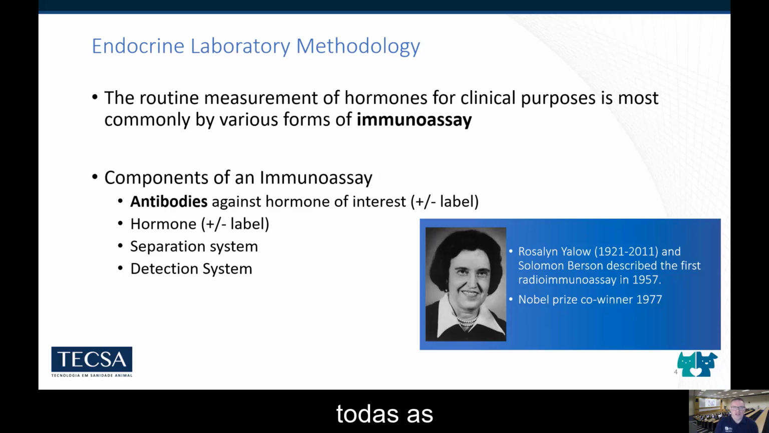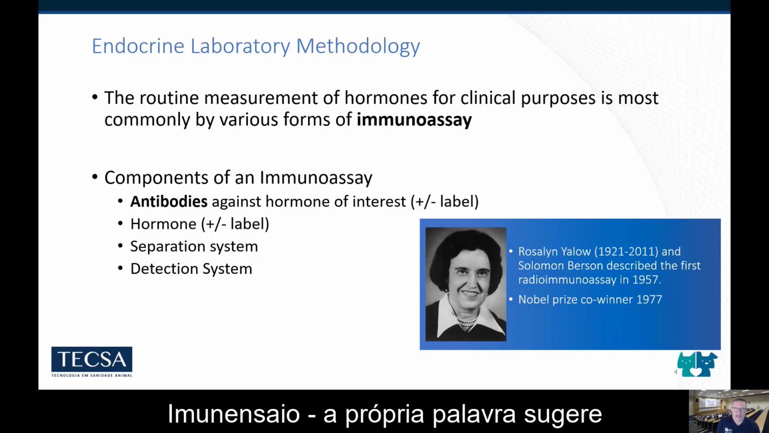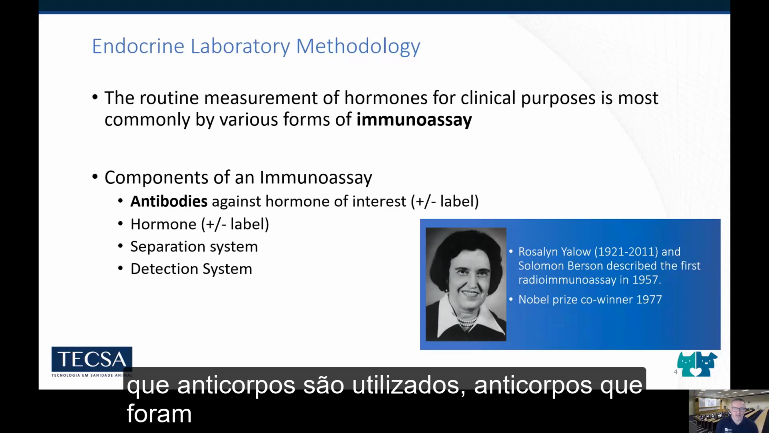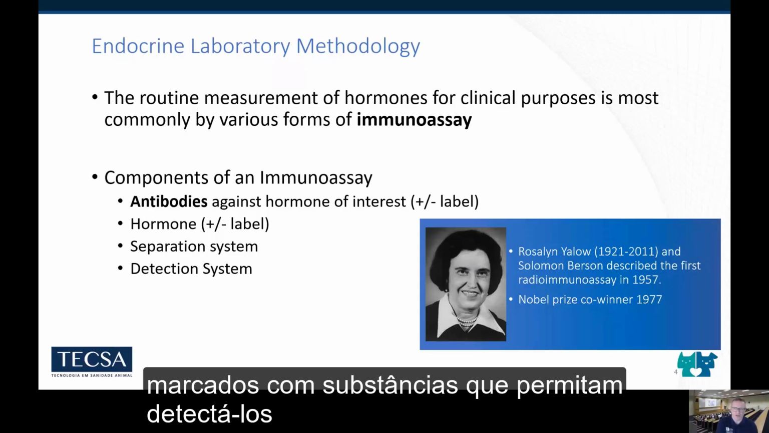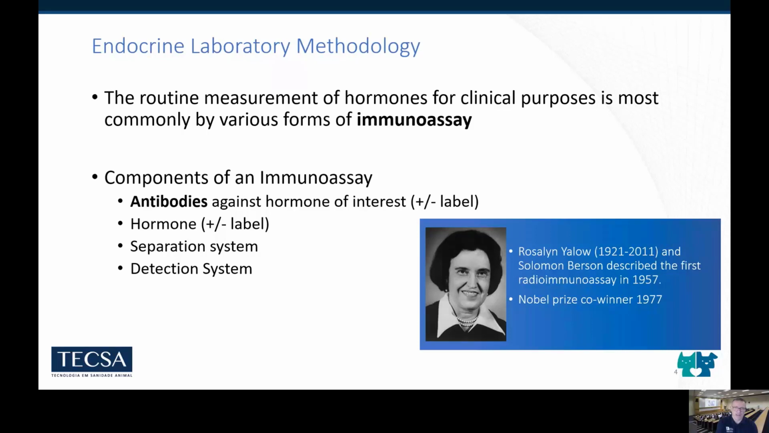So almost all cortisol measurements and almost all endocrine measurements are done by some form of immunoassay. Immunoassay, the word itself implies that we are using antibodies, laboratory-based antibodies that have been developed to interact with the hormone of interest. And they may or may not be labeled with something that allows us to detect them in an experimental setting. There'll also be some hormone involved.